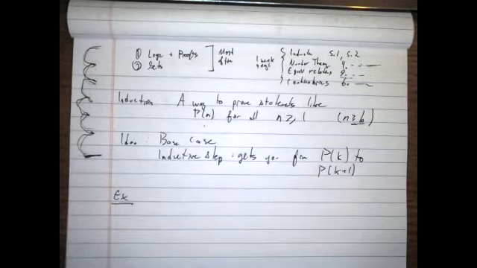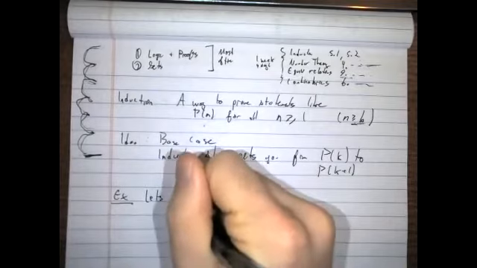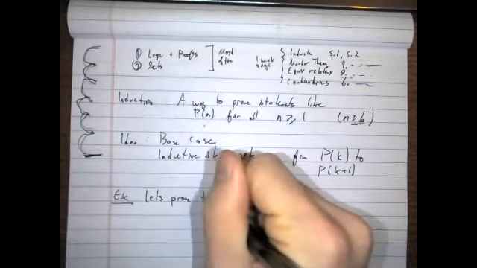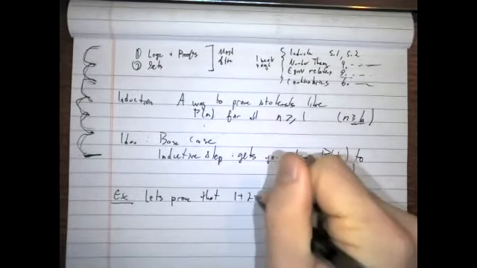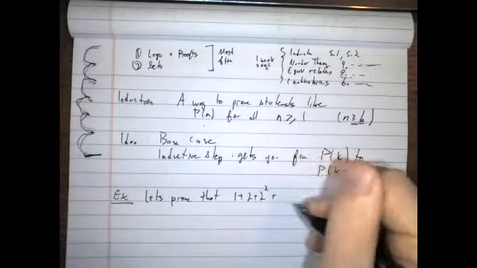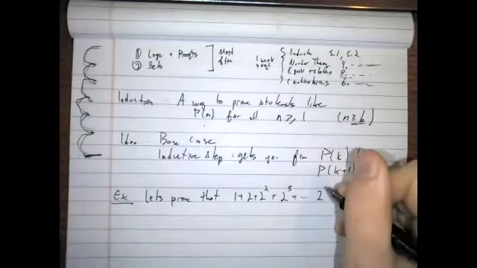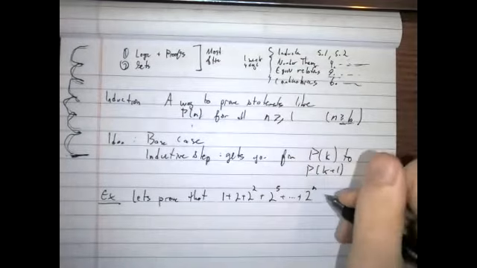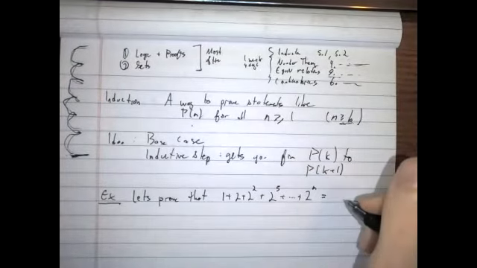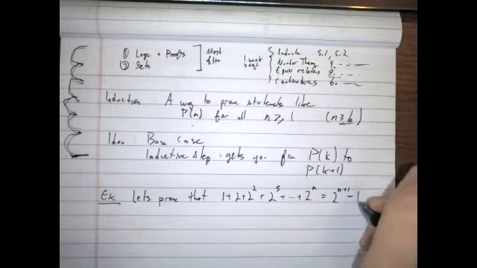Okay, let's do an example. Let's prove that 1 plus 2 plus 2 squared plus 2 cubed all the way up to 2 to the n, this big sum of powers of 2, is equal to 2 to the n plus 1 minus 1.